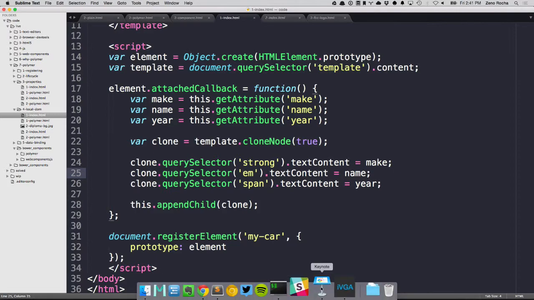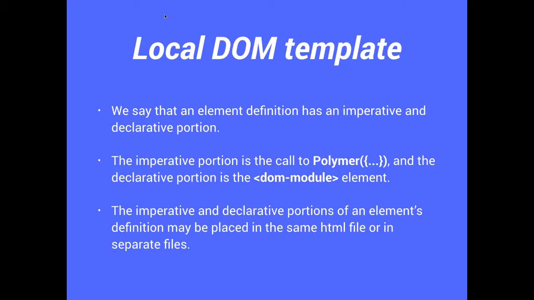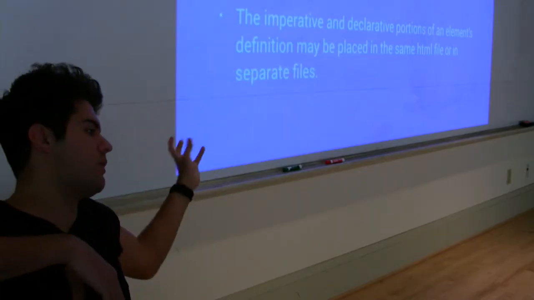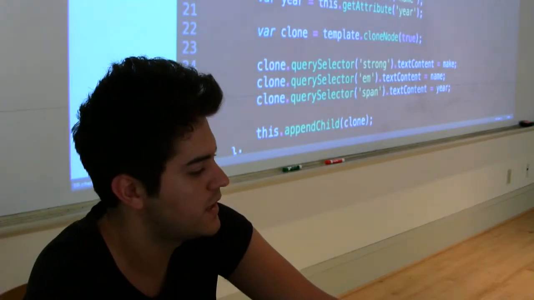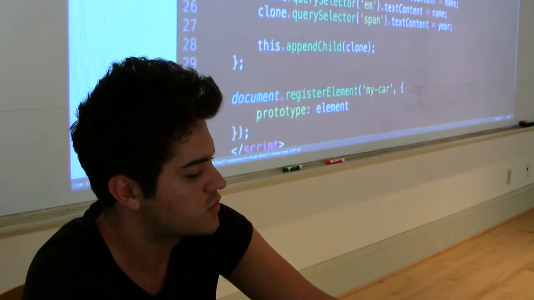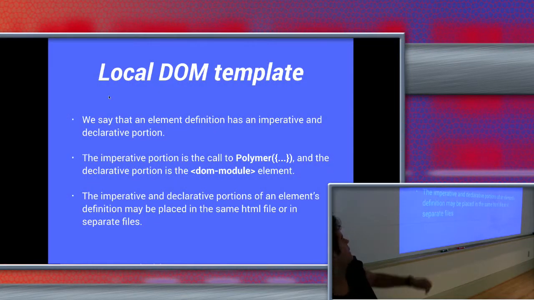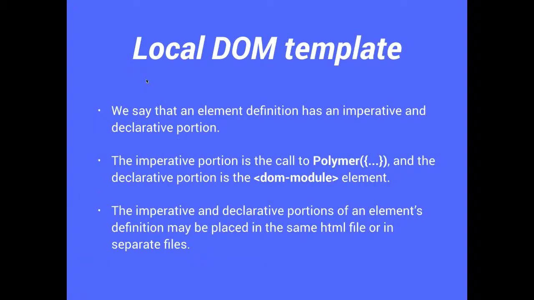How can we make this better with Polymer? So Polymer has this concept of local DOM. And when we're talking about local DOM, we say that we have this imperative portion of your code and a declarative portion of your code. So this is declarative, right? The template is the declarative part, and the script is the imperative part of your element. So with Polymer, the imperative is the Polymer definition, and the template, they actually extended the template tag and created this DOM module element. So we're going to use that and see how it works with Polymer, all right?